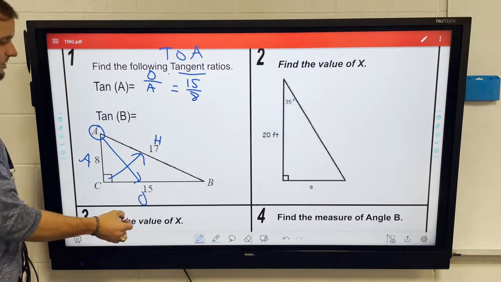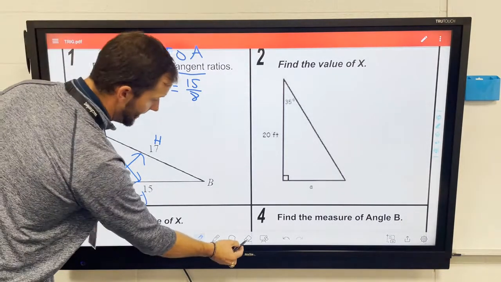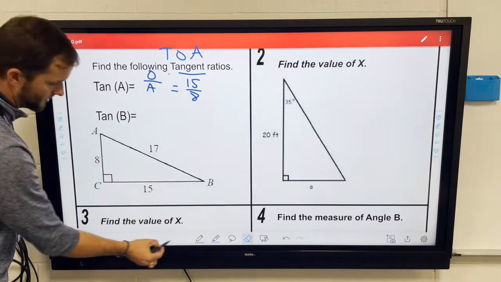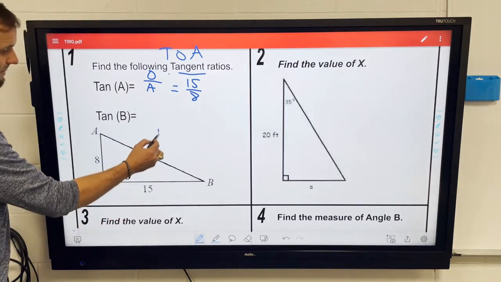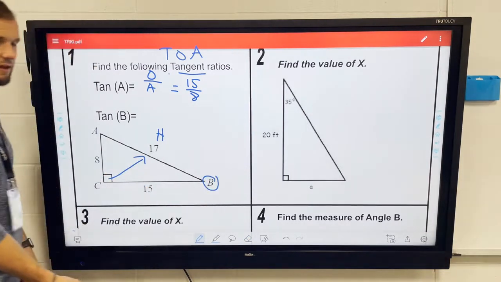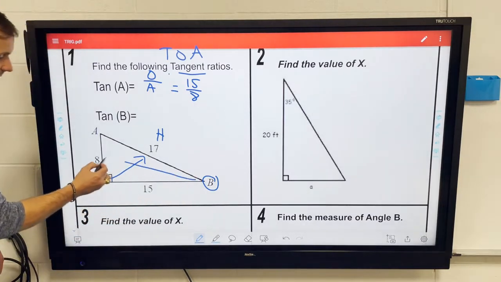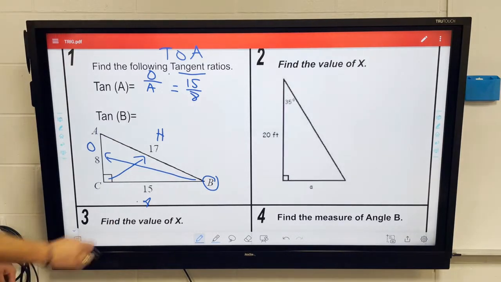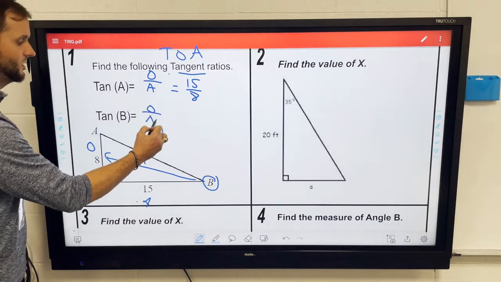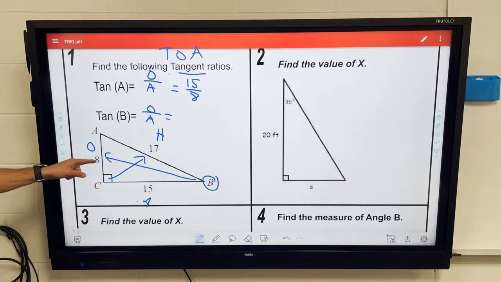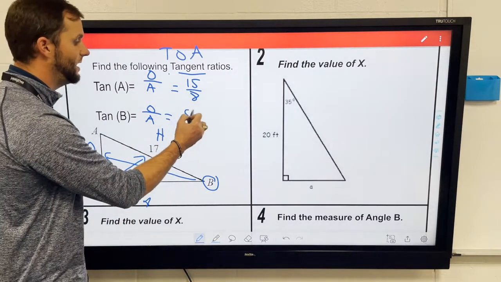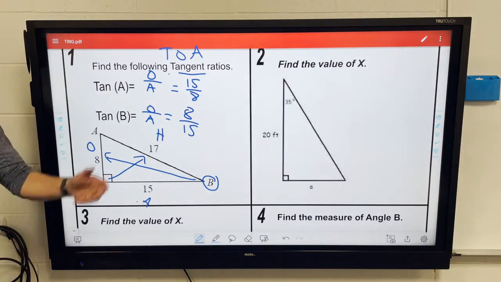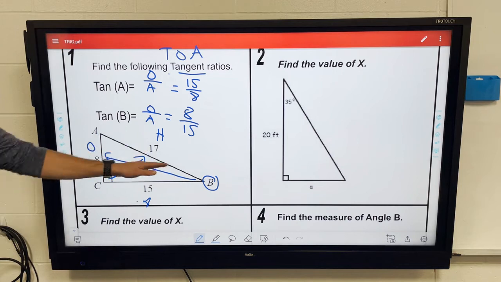So now on the next one, it's asking me to find the tangent of B. So if I look at this, my hypotenuse is going to stay the same. Right now, opposite the 90 is my hypotenuse. Now I'm looking at everything from angle B. So opposite of B is the opposite side, and that makes this the adjacent side. So again, tangent is opposite over adjacent, so that's going to be 8 over 15. So it's basically that flipped over. So ladies and gentlemen, this is how you find the tangent ratios using your triangle here.